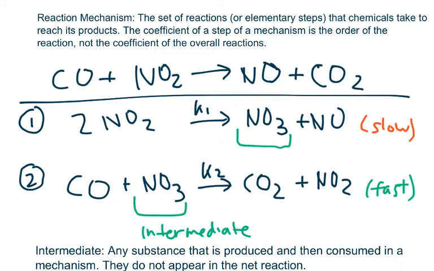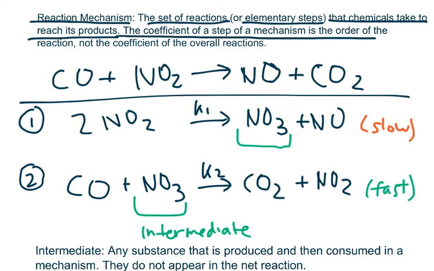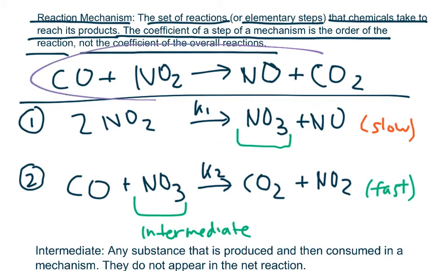Hey everybody, in this video we are going to talk about reaction mechanisms. Reaction mechanisms are the set of reactions, also known as elementary steps, that chemicals take to reach its products. The coefficient of a step of a mechanism is the order of the reaction and not the coefficient of the overall reactions. So, for example, you are not going to read the net reaction to see what the orders are.